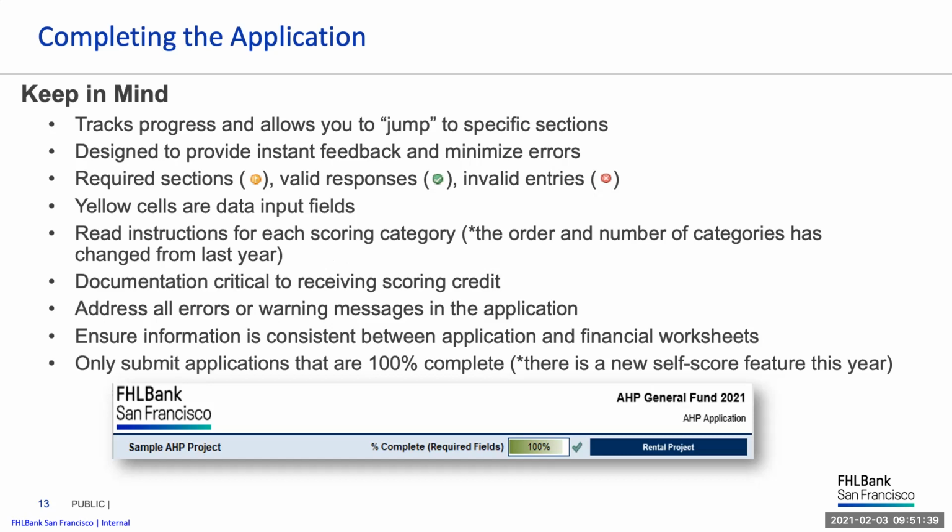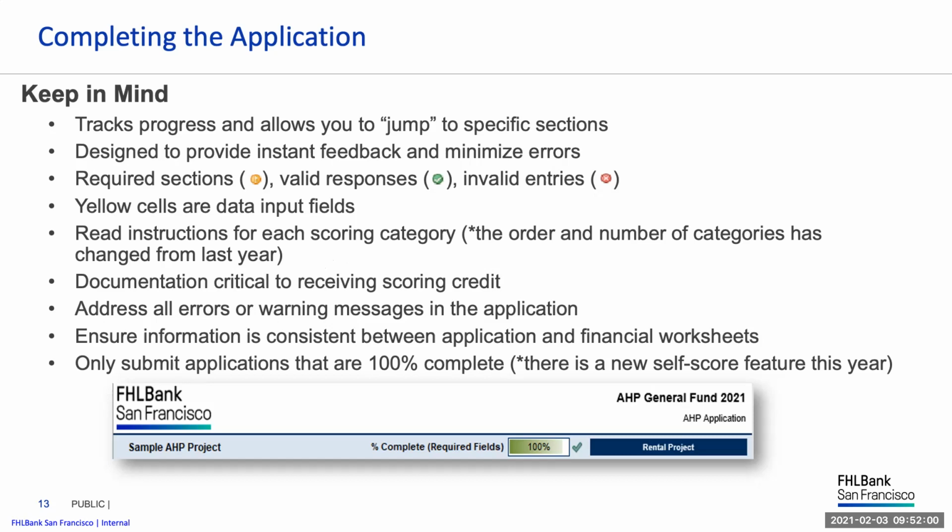All right, moving on to completing the application. A couple things to keep in mind while you're filling out the application form. The application automatically adjusts based on the characteristics of your project. Progress in filling out the application is tracked at the top of the workbook and in each section. Applicants can easily jump between sections through hyperlinks within the workbook.